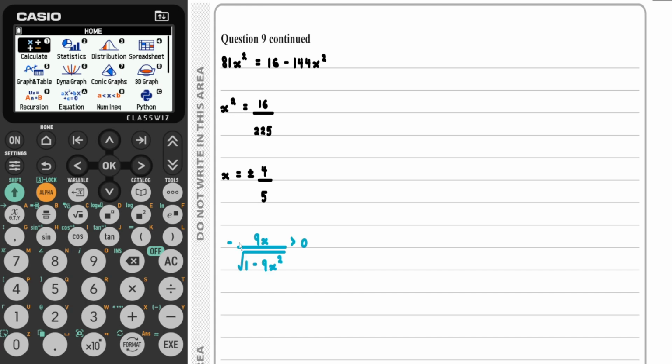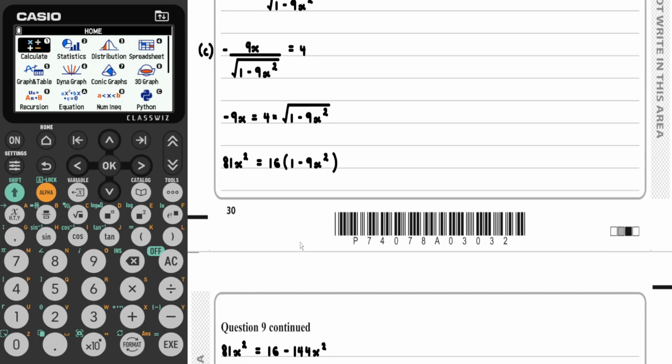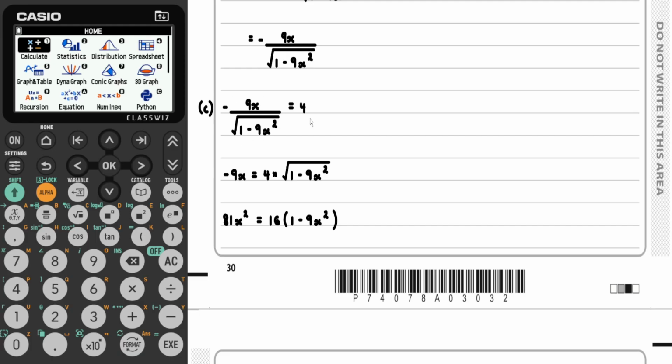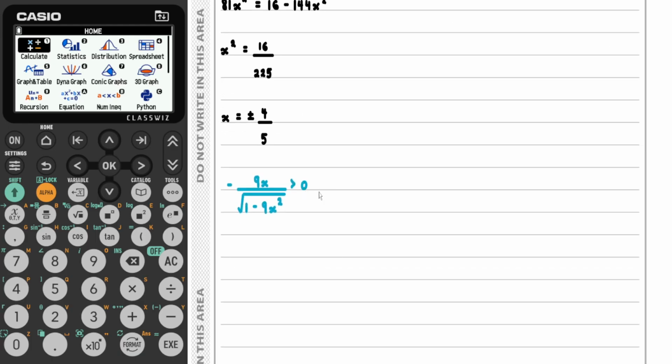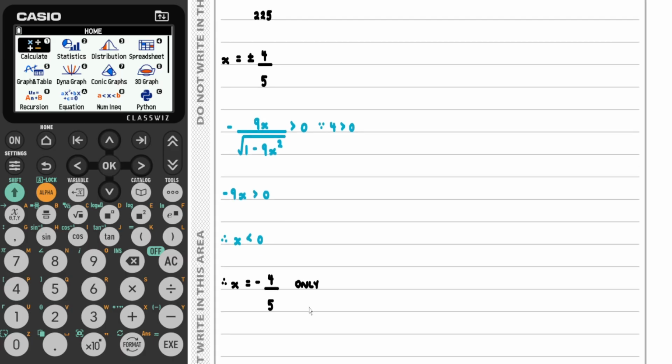Now, if I think about this minus 9x over the square root of 1 minus 9x squared, this will be greater than 0. The reason for that is because this is equal to 4, and 4 is of course greater than 0. So I've got minus 9x, which is greater than 0, and if I divide both sides by minus 9, I would have x is less than 0. So if x is less than 0, I need to take the negative value of this, meaning x is equal to negative 4 over 5 only.